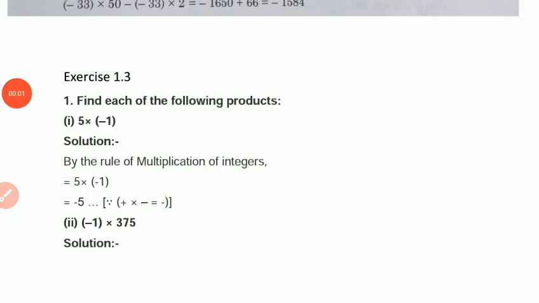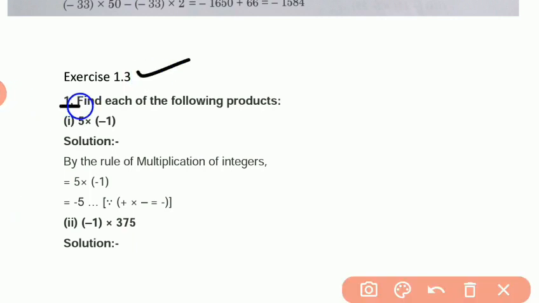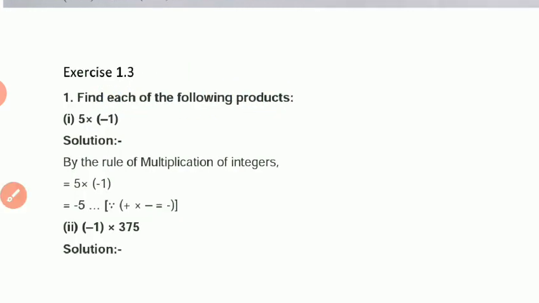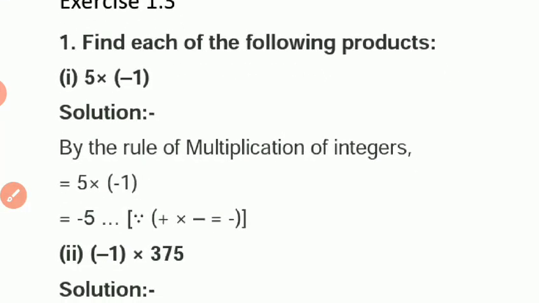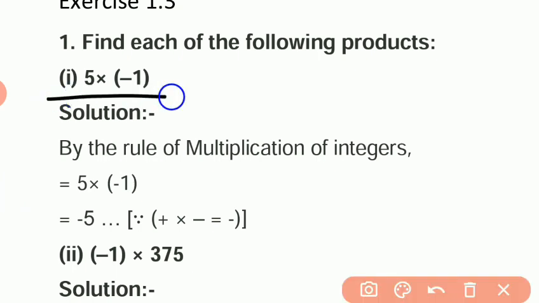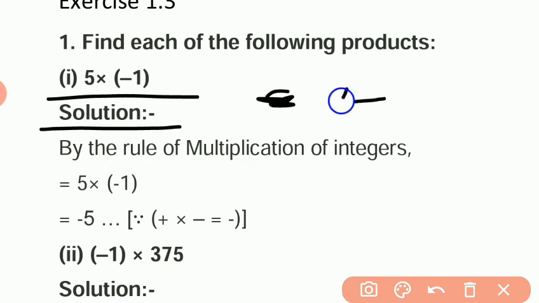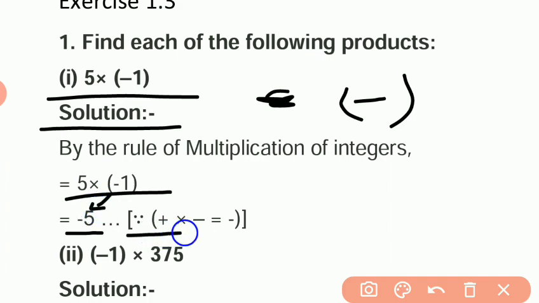Now let us start our exercise 1.3. Find each of the following products. Product means we have to multiply these two integers. First one is given as 5 into minus 1. Solution: by the rule of multiplication of integers, if any two integers are given of opposite sign, the answer will be negative. So 5 into minus 1, 5 ones are 5 and the sign will be minus, as plus into minus is equal to minus.